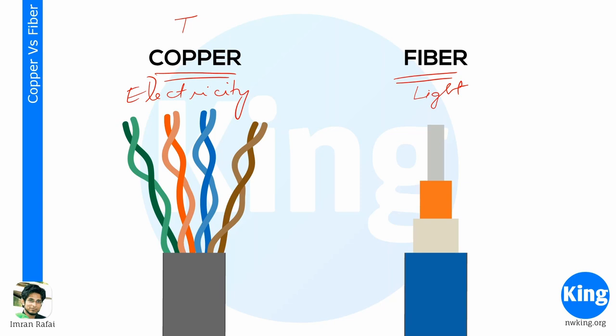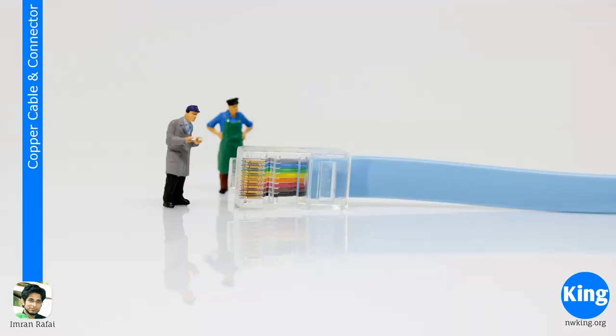Let's look at both these cables as we go through. So we'll start with copper cable. This is a typical Cat5 cable. Of course, this is the flat version of the Cat5 cable, which is easy to carry. But of course, you would have seen the other version, which is round.